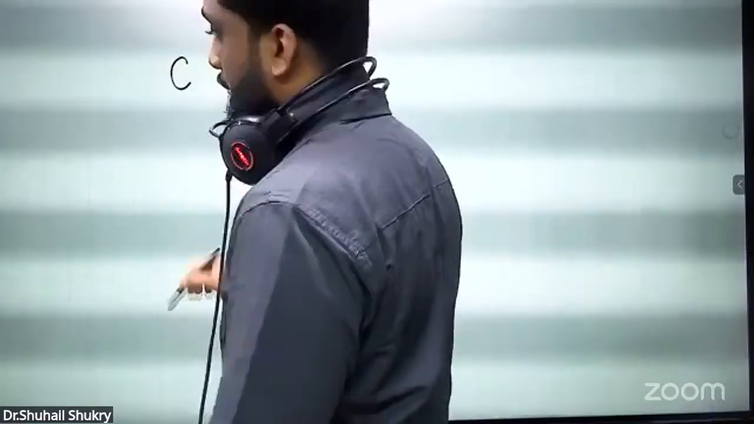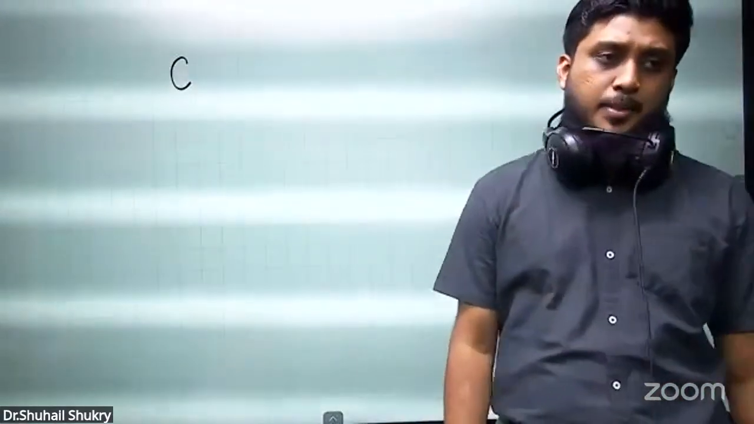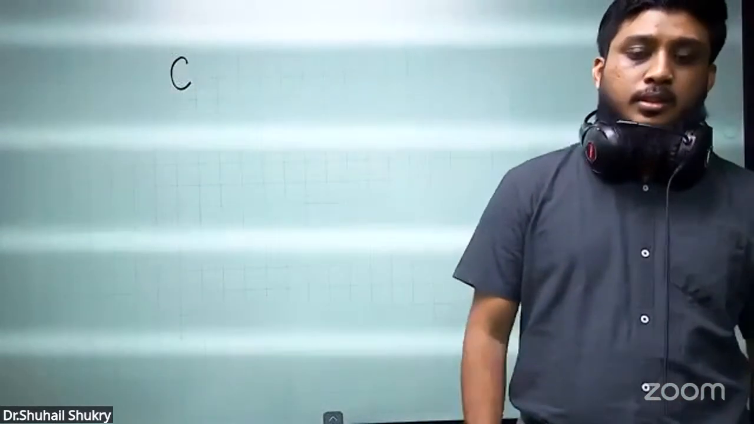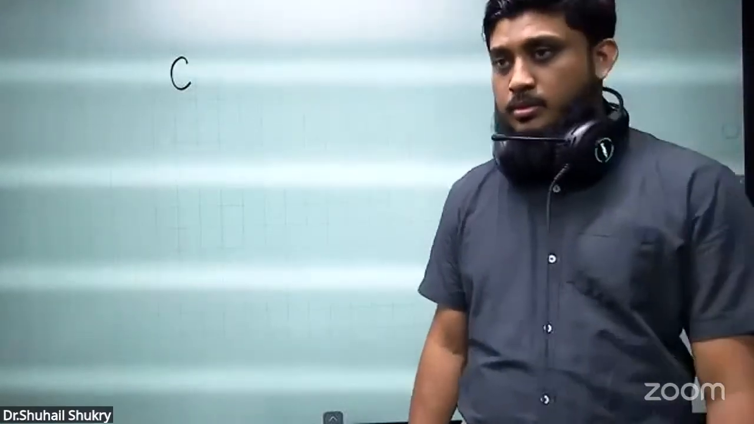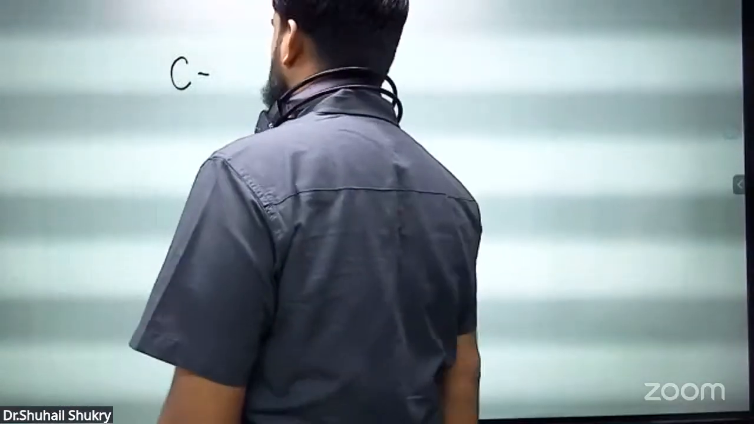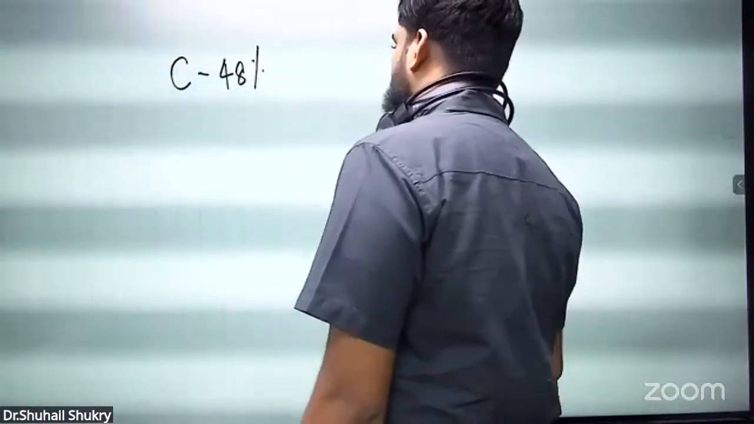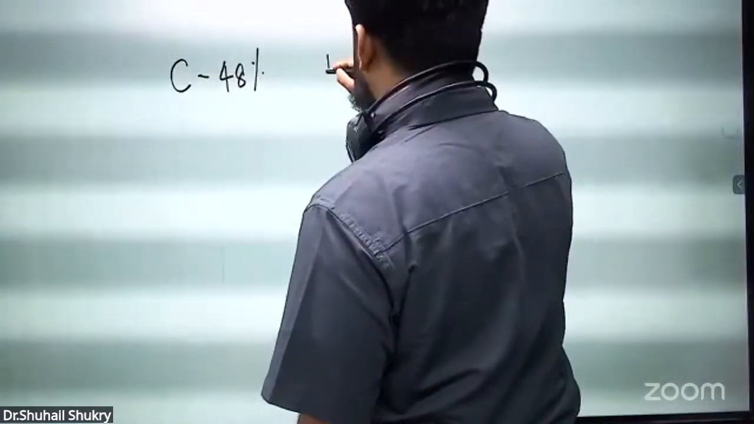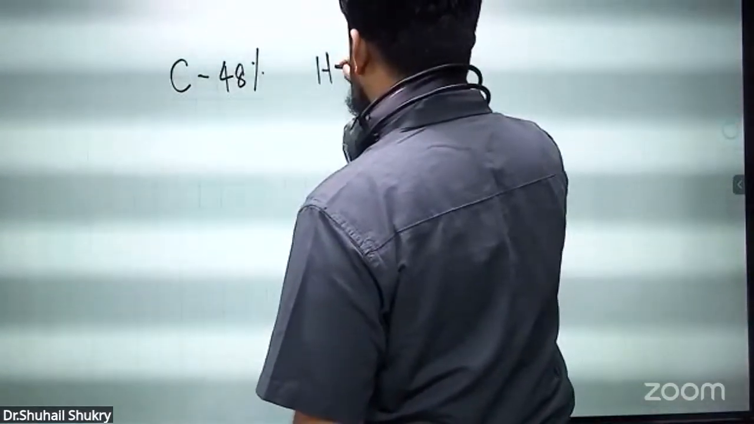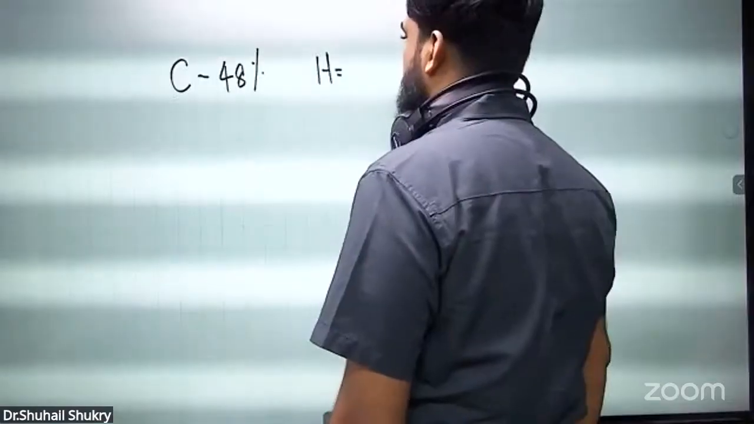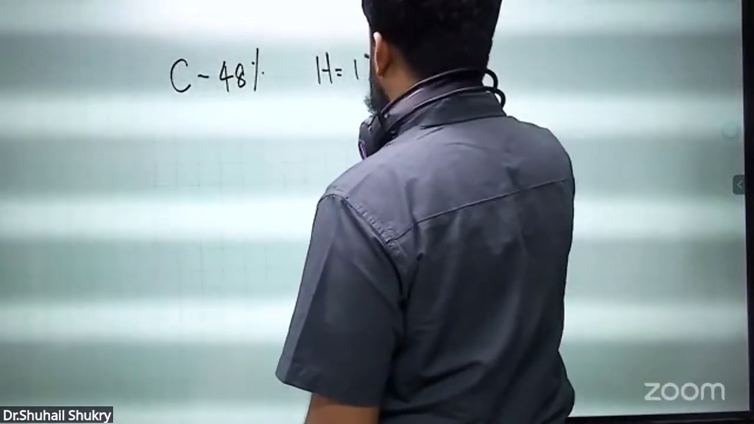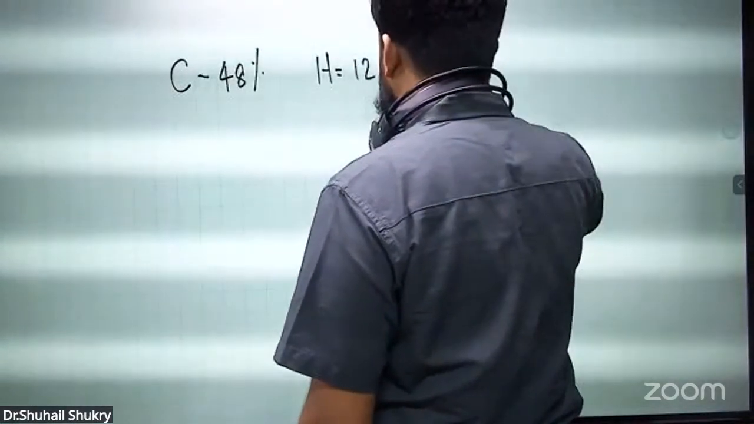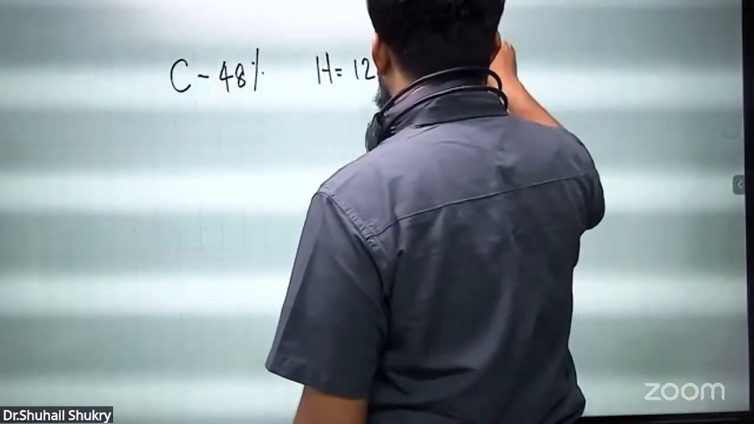There are so many types of questions here. This is the most basic type. Out of that we will do different types of questions. So listen carefully. You think you got 48% of carbon here, and hydrogen will be something like 12%. Oxygen will be 40%.